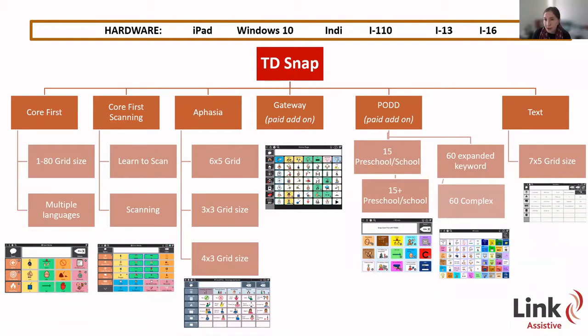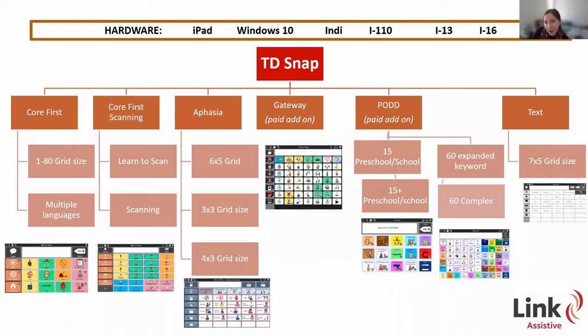Okay, so the first thing I want to go through today is just a general overview of Tobii Dynavox Snap as a program and the different names that are used to describe different page sets within the program itself. So along the top, there's a bar labeled hardware, and this outlines the different hardware that can be used to access Snap. So it includes the iPad, Windows 10, and current Tobii Dynavox devices such as the Indie, the i110, i13, and i16. And below this, we have Tobii Dynavox Snap, which is the name of the whole program.